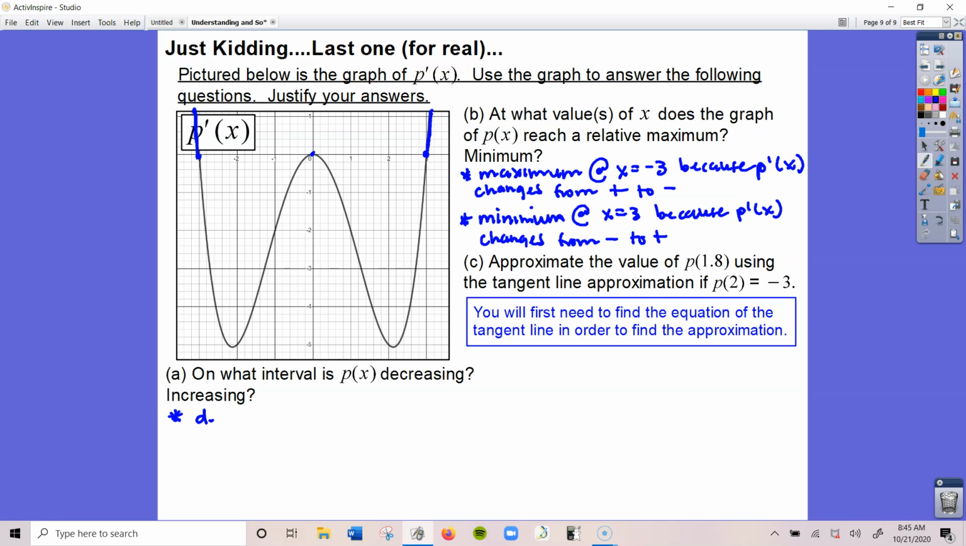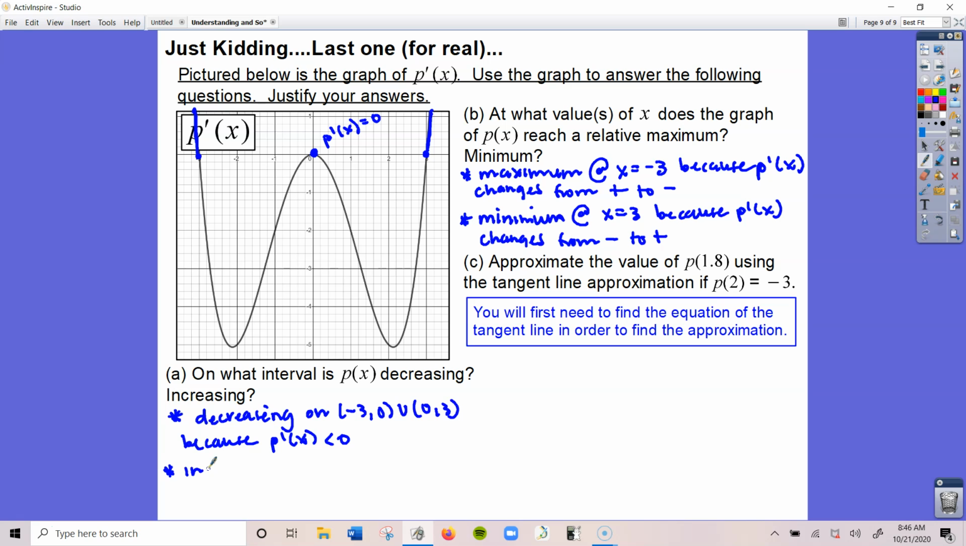So first, let's start with decreasing. P of x is decreasing when my derivative is negative, which is this whole section of the graph. But remember that we have to stop at any critical number because this is when p prime of x is equal to 0, not less than 0. So p of x is decreasing on the interval negative 3 to 0, union 0 to 3, and this is because p prime of x is less than 0.